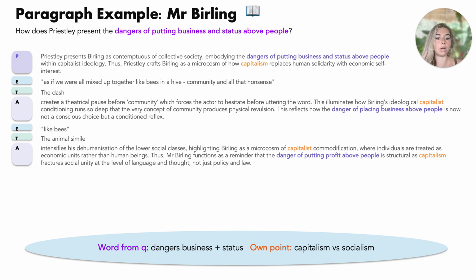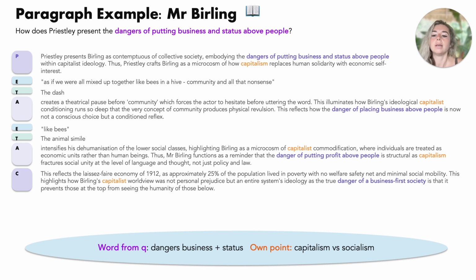So you can see there, what I've done is I've linked him to wider ideas, again because I saw in my feedback that I need to link it to wider ideas, so I can make sure I'm including that. Luckily on Light Up, we already do that for you with the analysis, because we already put that in there. But if you're doing it on your own, you need to make sure that you're actually linking it to bigger ideas so you can get more marks. And then you can see we've got the dangers of putting profit over people again, so we've got the word from the question and our own point.